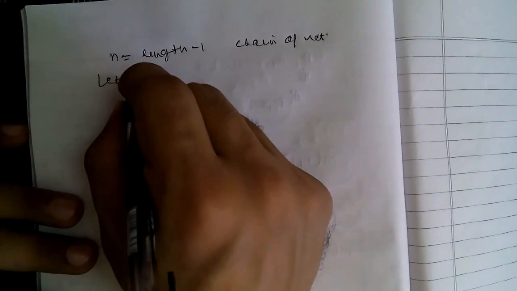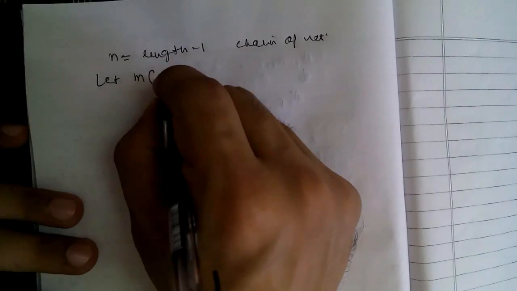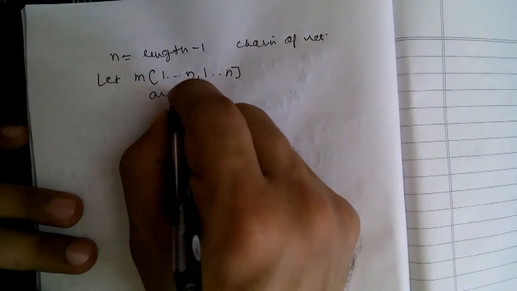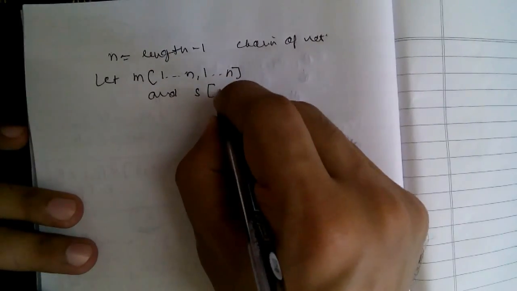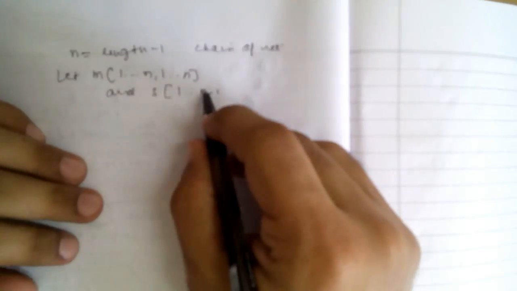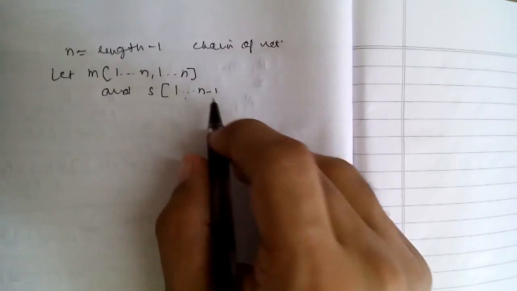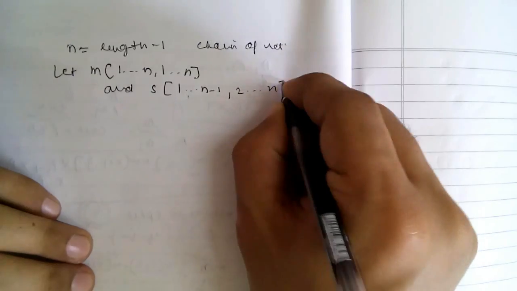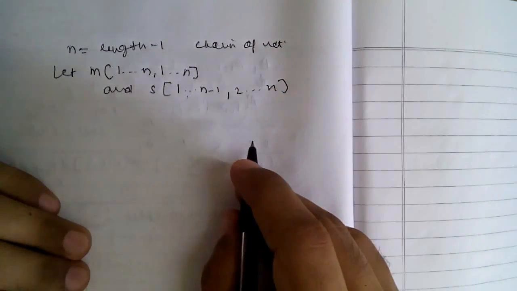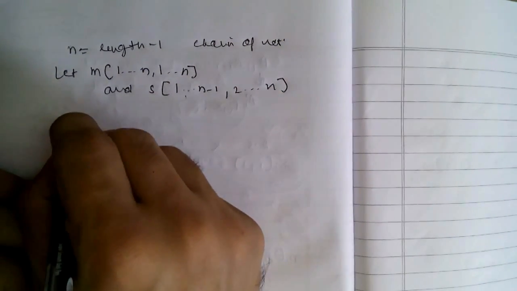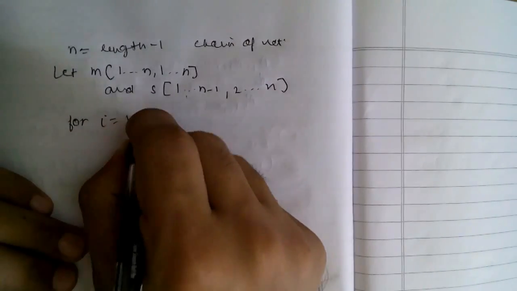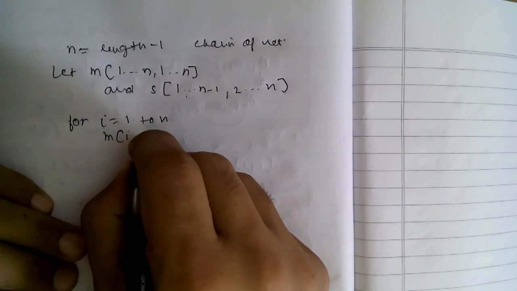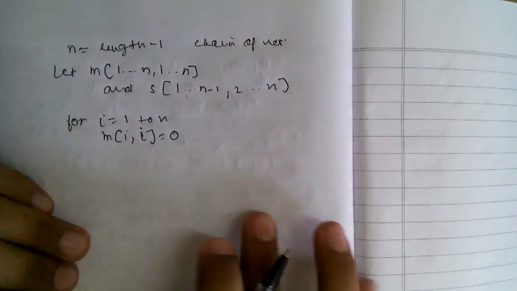Let m be the table which stores our cost, and another table s, which we will be using to store the optimal value of k for the matrices i to j. So first we initialize it for 1 to n: the optimal cost m of i, i equal to 0.